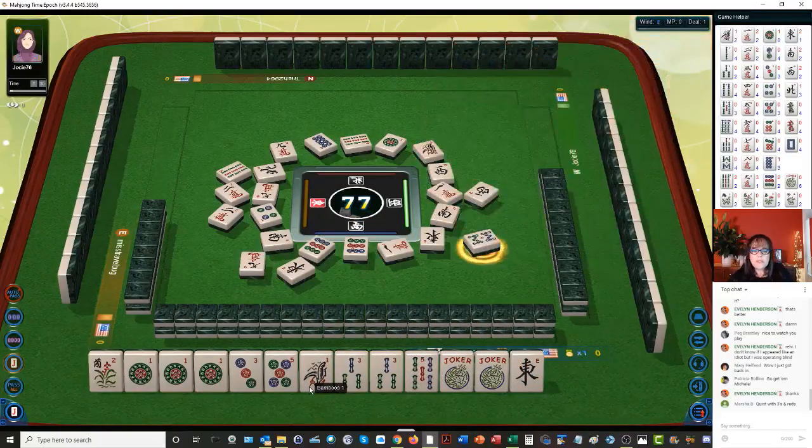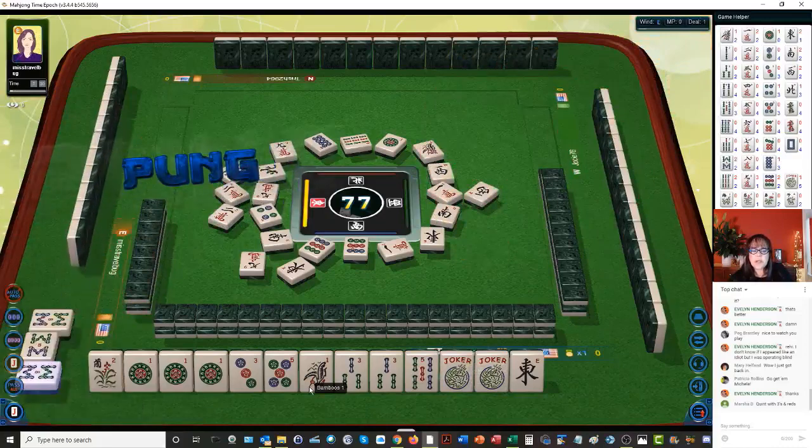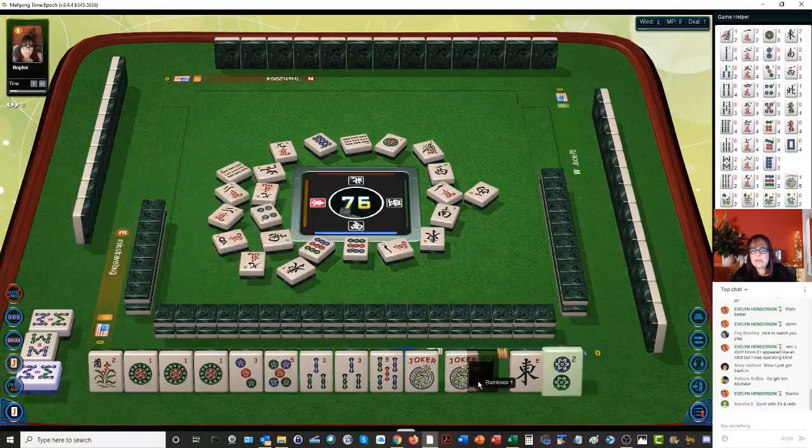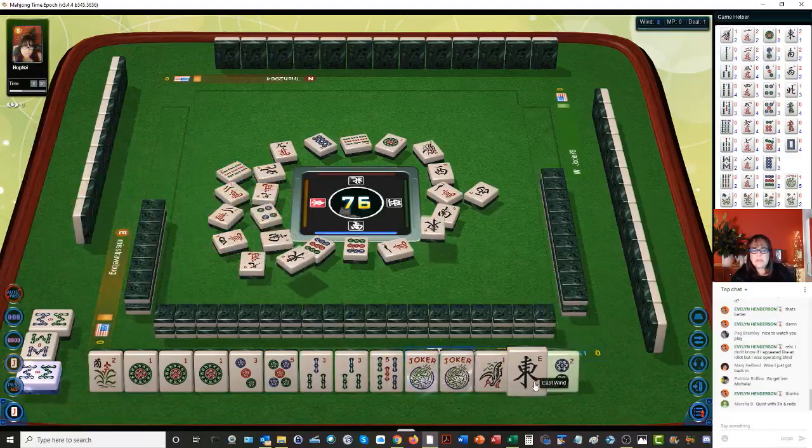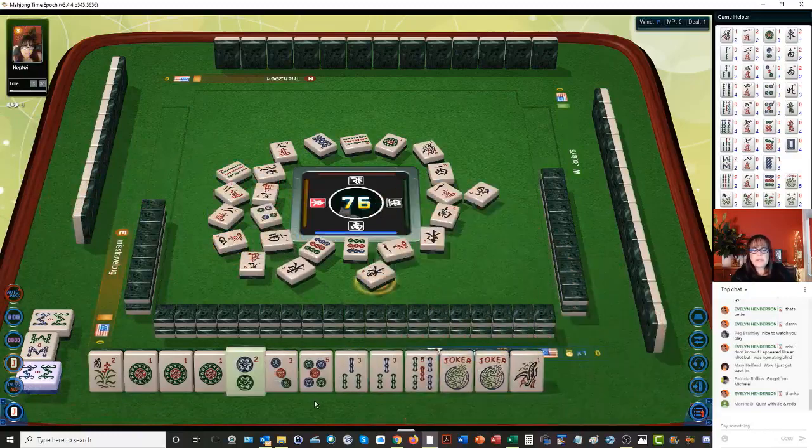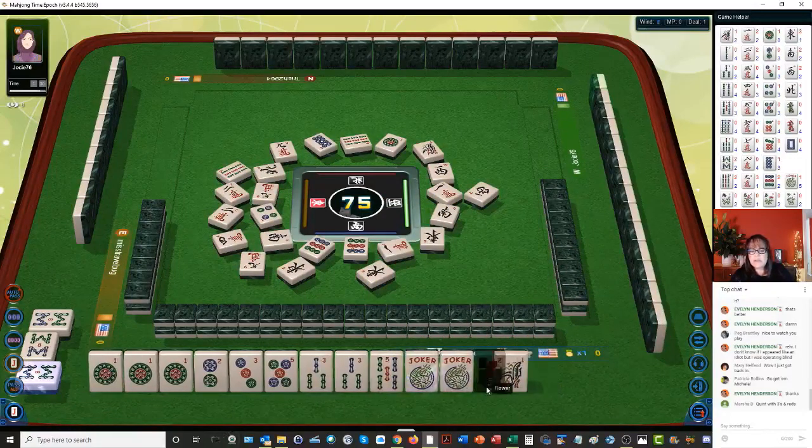Eight bamboos. If we can get... Okay, there are two one cracks out. Pung. I do think that the second hand down is going to be good. So here's consecutive. 1, 2, 3, 4. Second hand down under consecutive run.